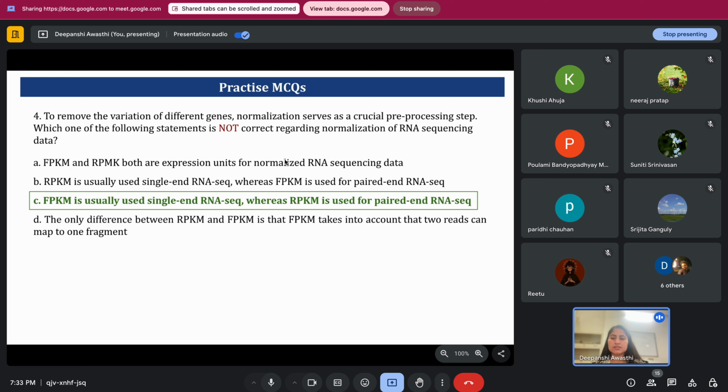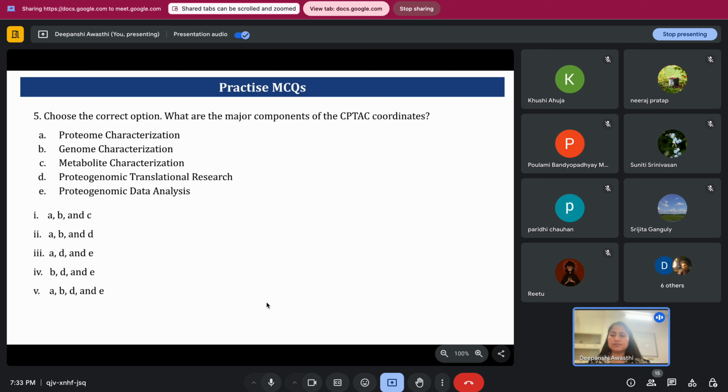Both are expression units for normalized RNA-seq data, and RPKM is used for single-end, FPKM for paired-end. This is also correct. Similarly, the main difference between both of them is that FPKM takes into account that two reads can map to one fragment. In that way, it will not count it as two, it will count it as one, whereas in RPKM, it will count it as two separate reads. So this is also one point which you can keep in mind. Okay, now let's move to the next question.